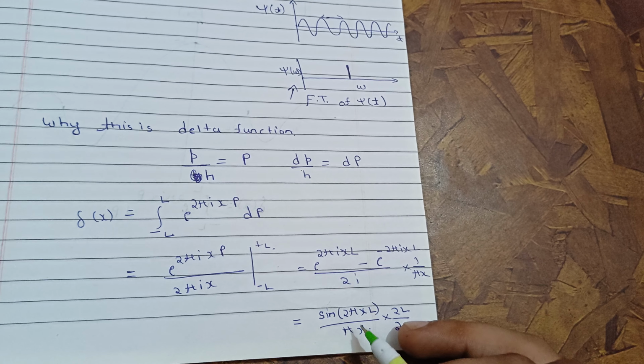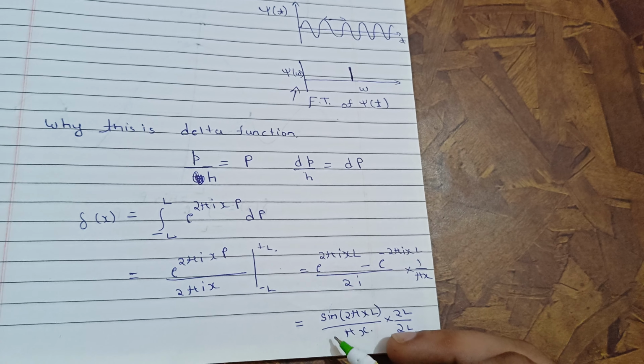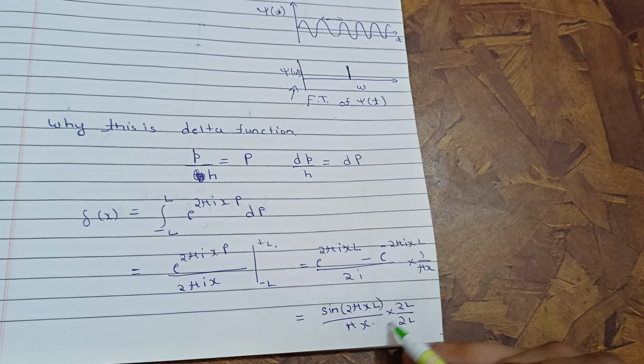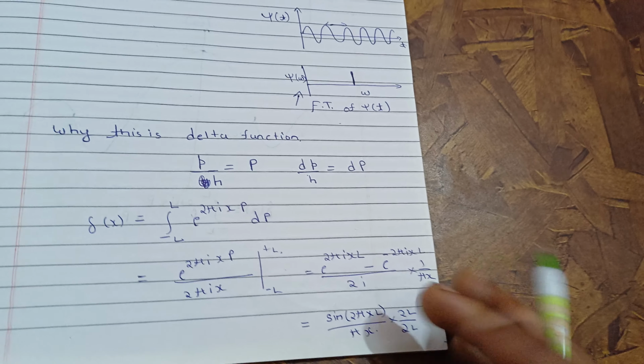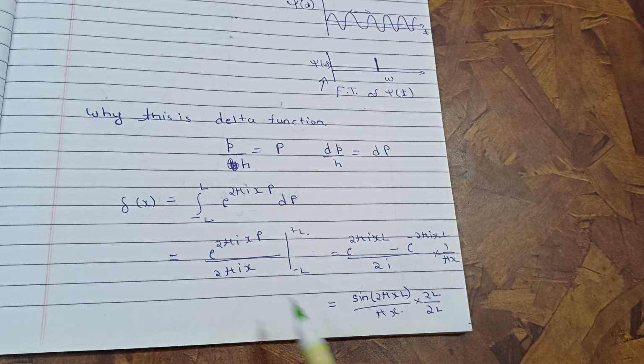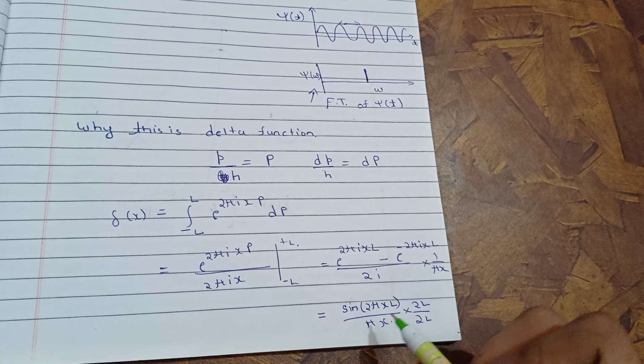Now this is pi x in the denominator, and theta is here, this 2 pi xL. So that's why you get sine theta divided by pi x. So multiply and divide by 2L here. Then you will get this 2 pi xL here and multiply 2L. So this is delta x equal to this. It is not yet proved that this is the delta function, but now we have this function.